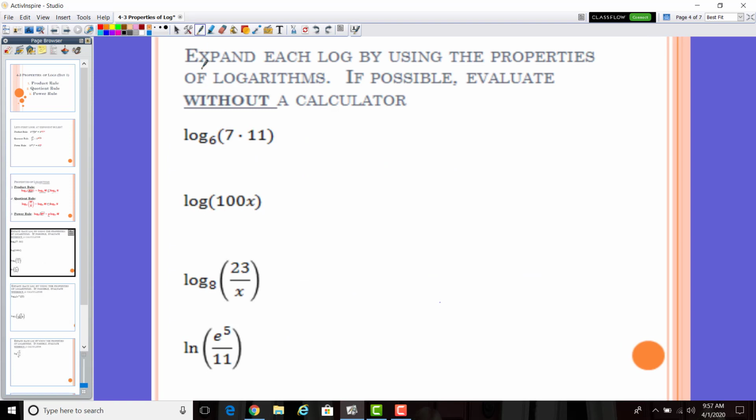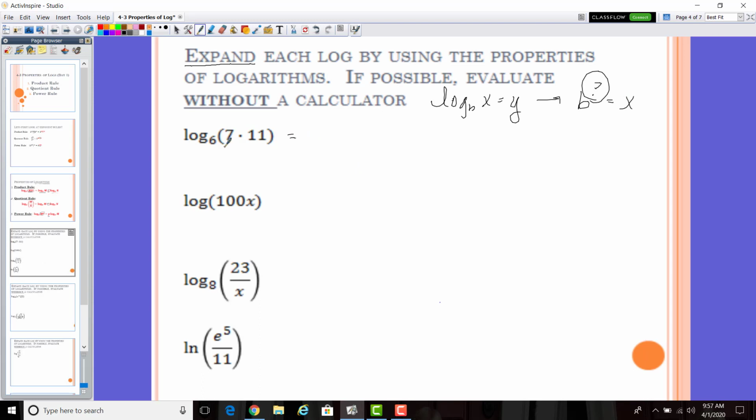Expand each log by using the properties of logarithms. Expand means to make bigger. Once you expand, if possible, evaluate your new logs without a calculator. Remember, that is saying, is there a power to some base that gives me the number in my expression? So remember, we had log base b of x equals y. So we need to ask ourselves, does b to any power of y equal x? So we're trying to determine this. Is there a value of that log that would represent my exponent in my exponential form?